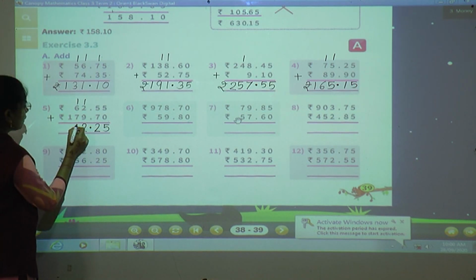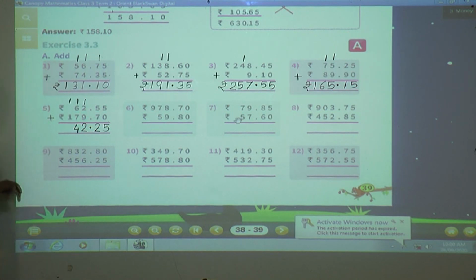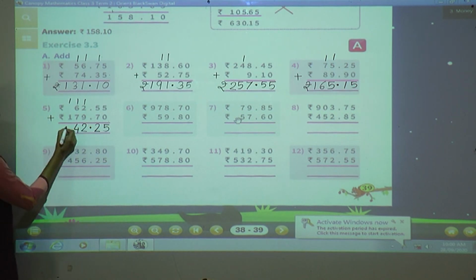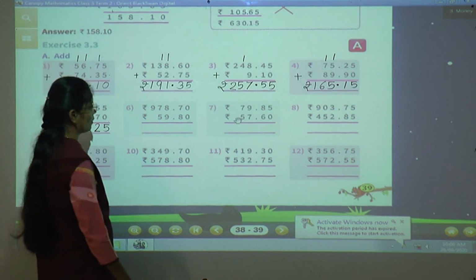Correct. So what will you write here? 4 and 1 as a carry. Next, here 1 is there and here also 1 is there. So 1 plus 1, 2. So write here 2 and give a symbol of rupees. Okay. Now read the answer. Rupees 242 and 25 paise. Okay. Clear?